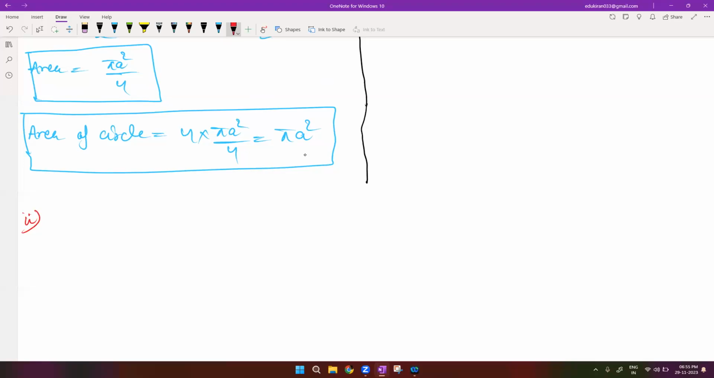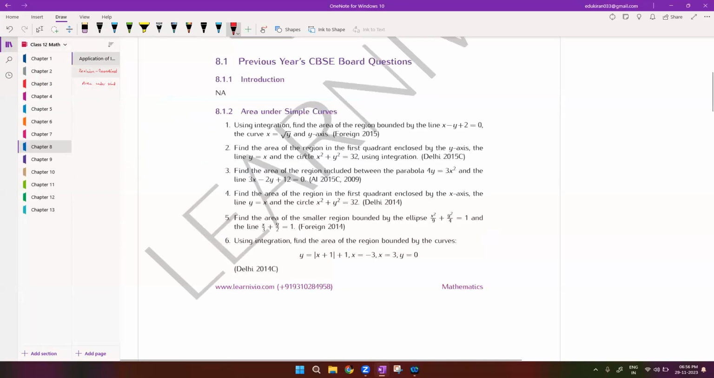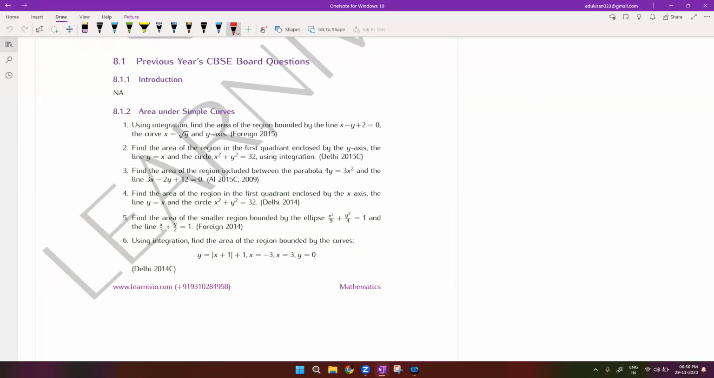Which says that we are given a line x minus y plus 2 is equal to 0. This is a line. Then there is a curve x is equal to root y and the y-axis, right? This is the information given to us. The region is bounded by the line, the curve, and the y-axis. Correct. Chalo.